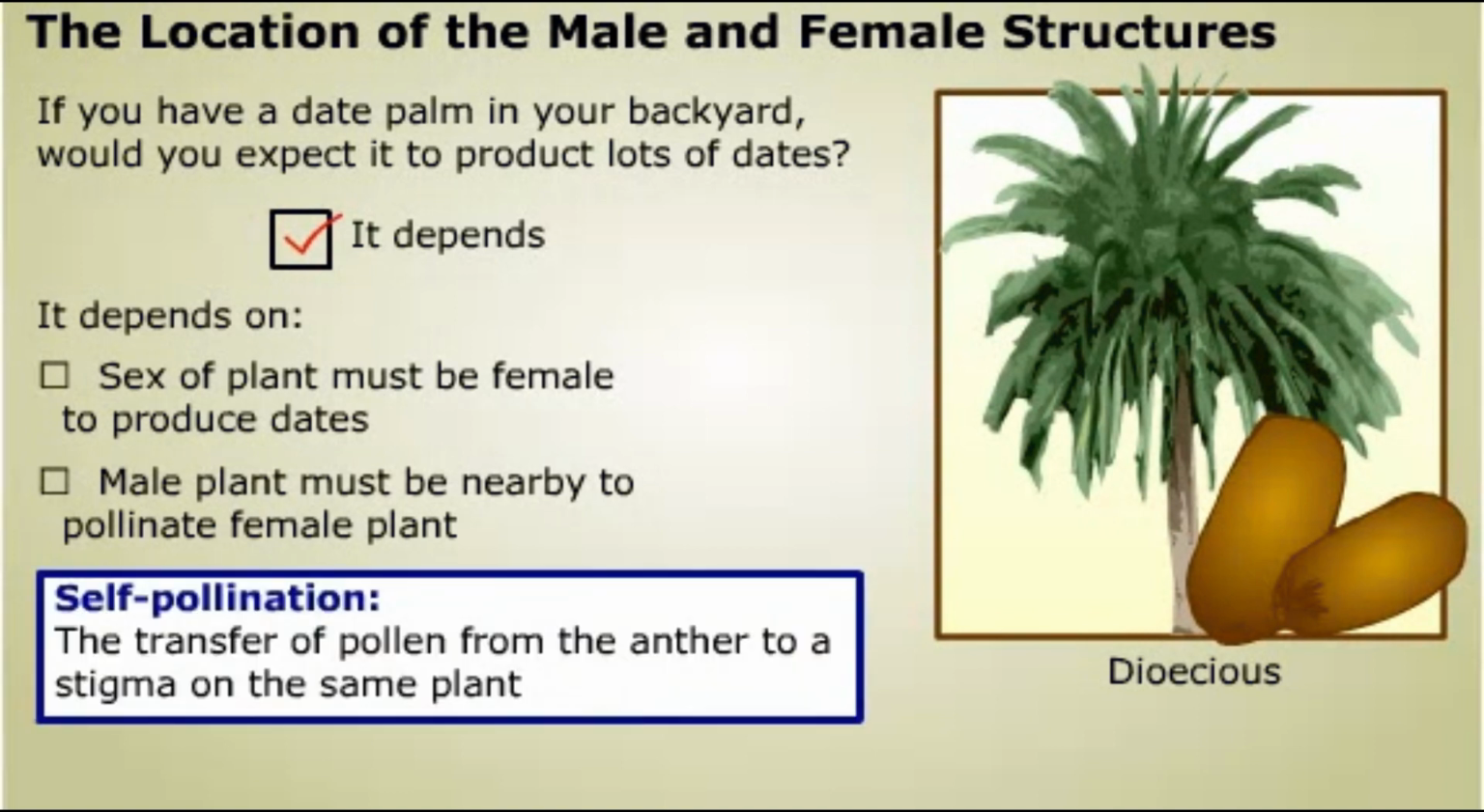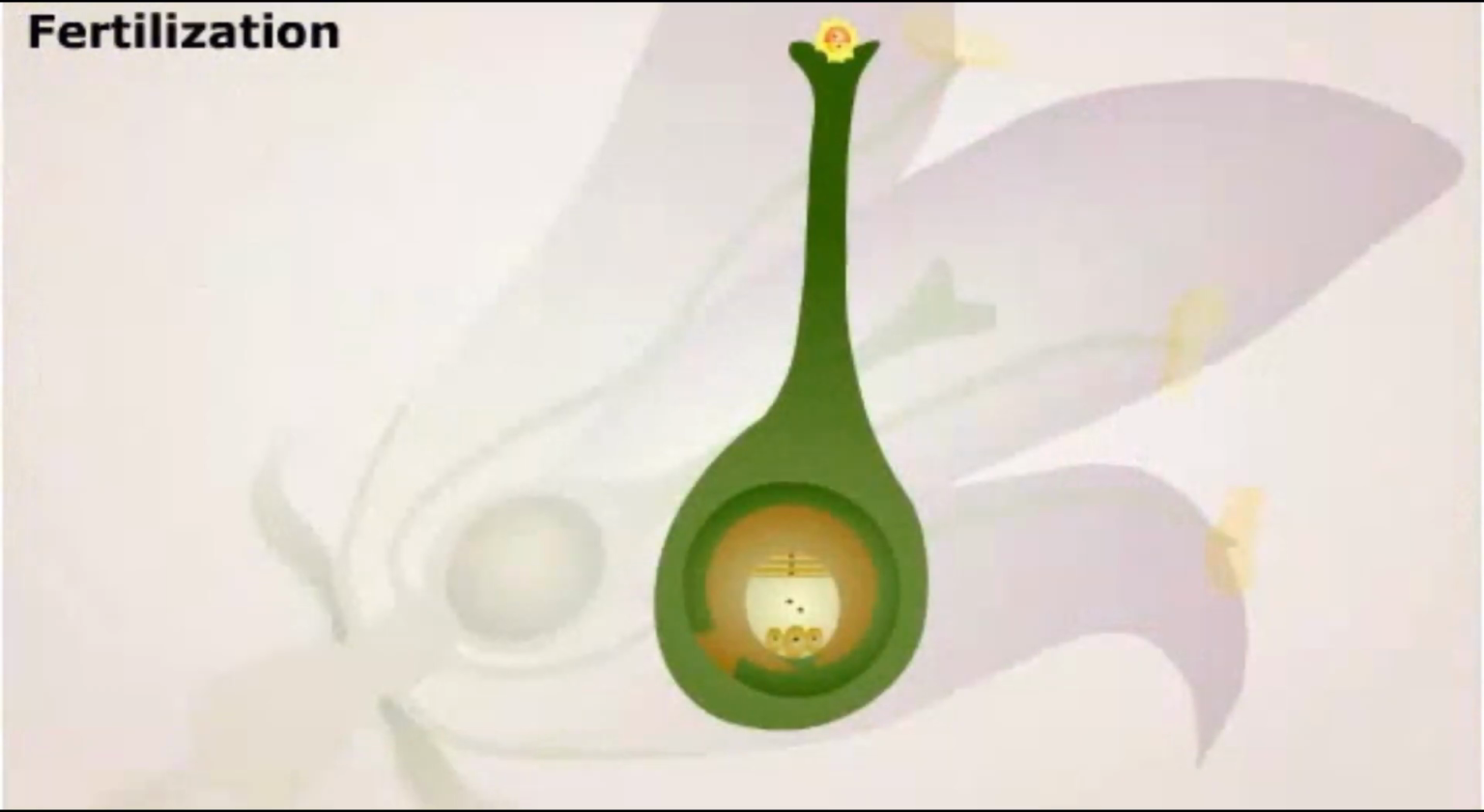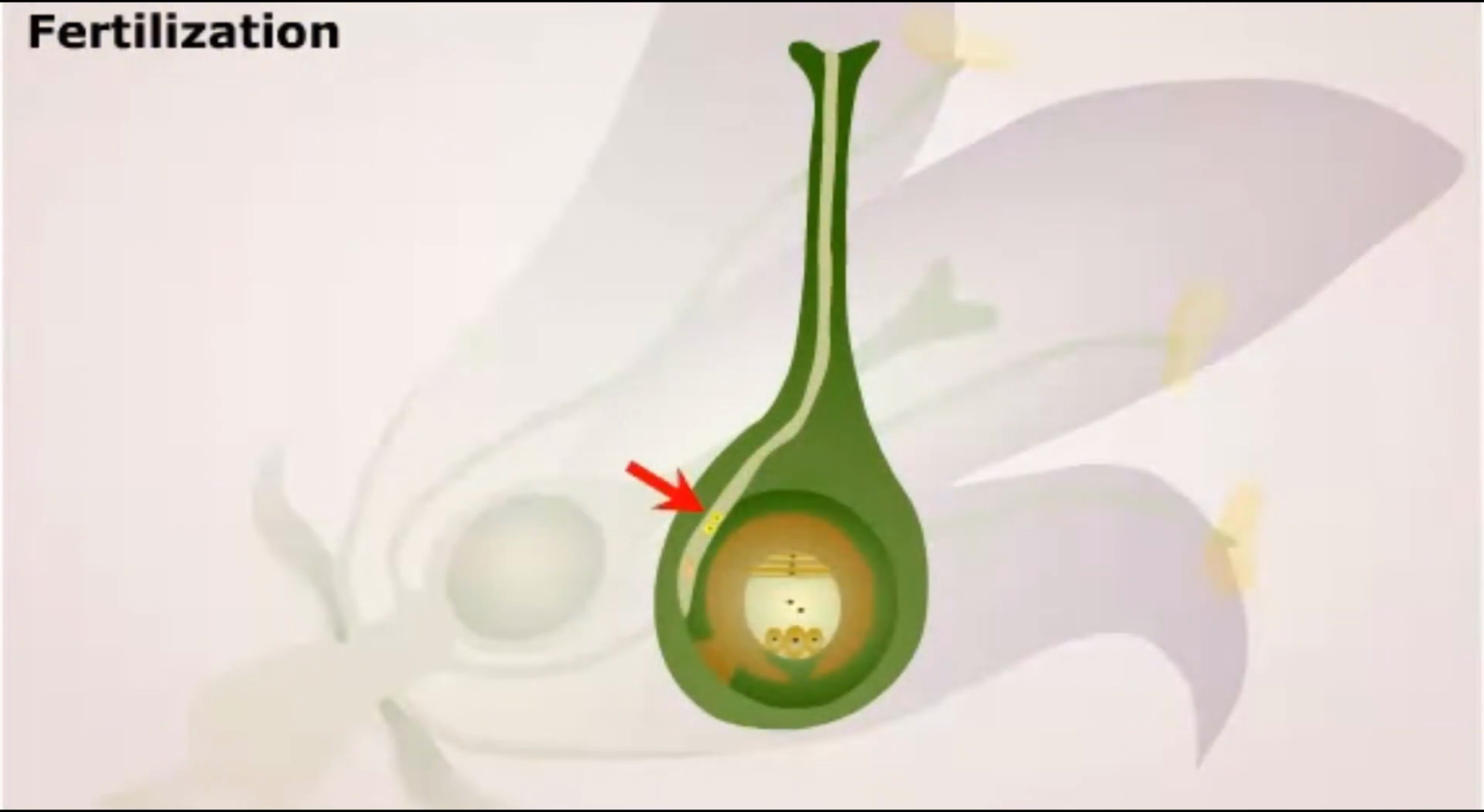Self-pollination is the transfer of pollen from the anther to a stigma on the same plant. Plants have evolved many different strategies to prevent self-pollination to preserve the genetic diversity associated with sexual reproduction. When a pollen grain lands on the stigma of a compatible plant, it germinates and forms a tubular structure that leads to the ovule. The generative cell divides, forming 2 sperm nuclei.